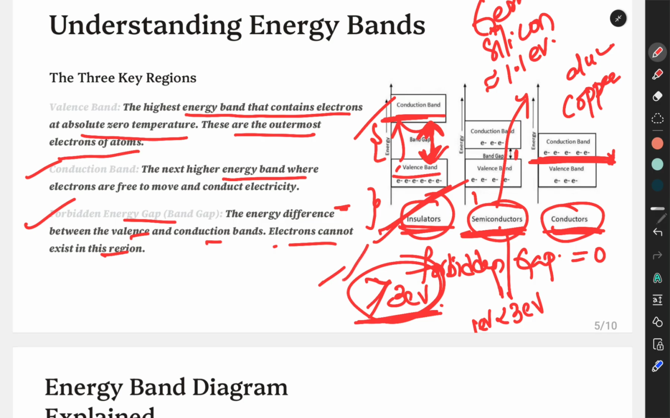Now for insulators, the band gap is more than 3 electron volts. The band gap here is very large. So obviously electrons cannot move from valence band to conduction band. So very poor conductivity. Examples are rubber, glass, wood. They cannot conduct electricity. Okay, moving ahead. I hope you understood.